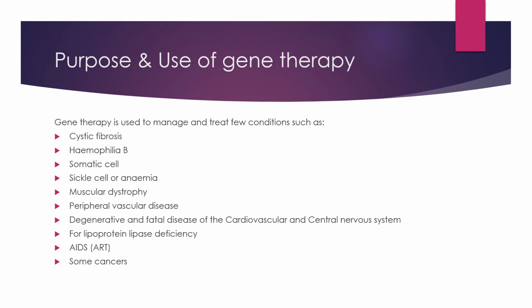Gene therapy is used to manage and treat a few conditions, such as cystic fibrosis, by delivering the gene to replace the dysfunctional cystic fibrosis transmembrane conductance regulator, or ameliorate the function of the current one that is not functioning properly because of the defective gene. It can also treat hemophilia B, anemia using the gene for erythropoietin, muscular dystrophy using the gene for insulin-like growth factor 1, peripheral vascular disease, the degenerative and fatal disease of the cardiovascular and central nervous system. It is also used for lipoprotein lipase deficiency, for AIDS using retroviral mediated gene transfer to deliver HIV-1 antisense, and it is also used to treat some cancers.